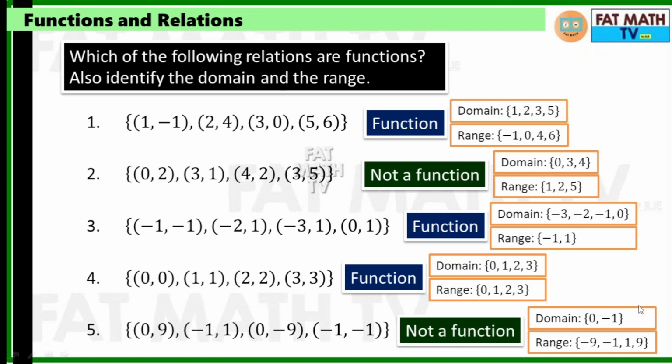Okay, so that's it for identifying functions given the set of ordered pairs. You just check the x values if they are being paired to only one y value.